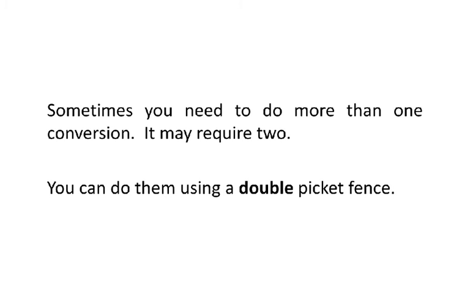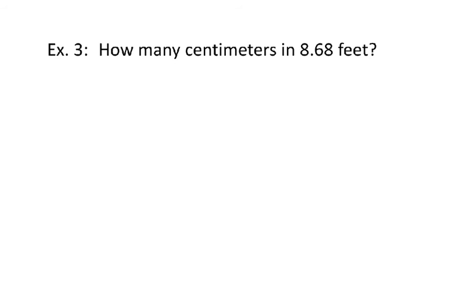Now, sometimes you may need to do more than one conversion. It may require 2. And even when we go further on in the year, we may do some that require 3 and 4. If you're doing 2 conversions, basically going from one unit to another unit using 2 conversion factors, you have to use a double picket fence. Or you can do one conversion, then take that answer and convert it to the next. That's a long way to do it, so I usually just use the double picket fence because I think it's easier. So that's what we're going to do in class today.